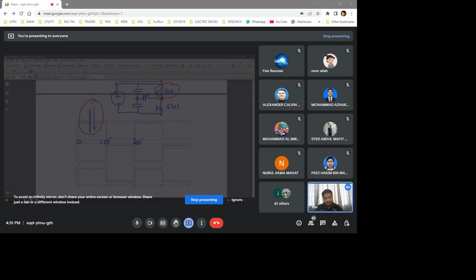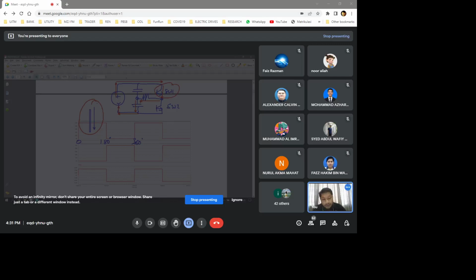Switch 1 is on, isn't it? So it will flow through the resistor here, come back to this capacitor. So this is when switch 1 is on.